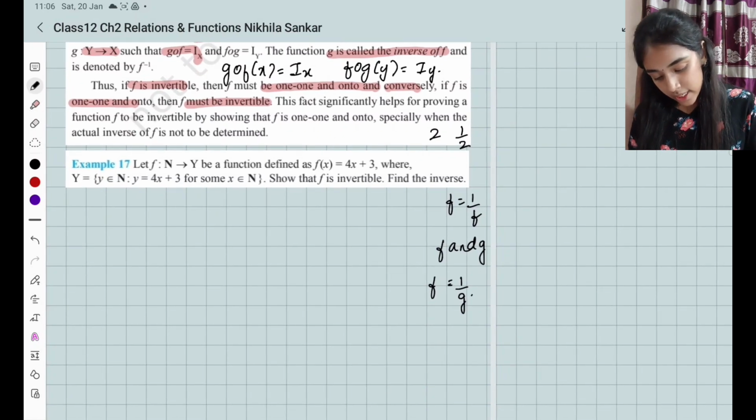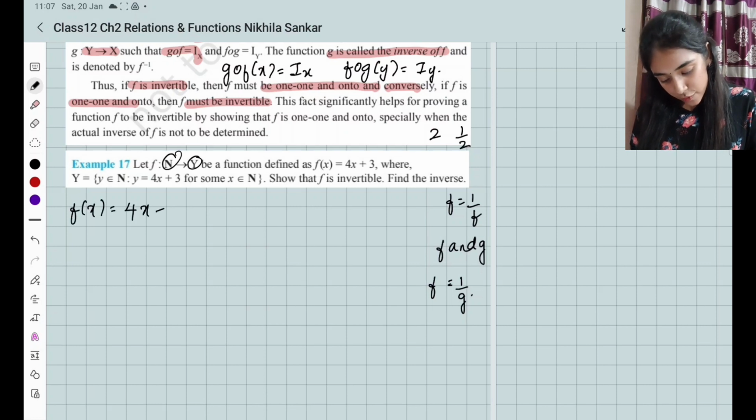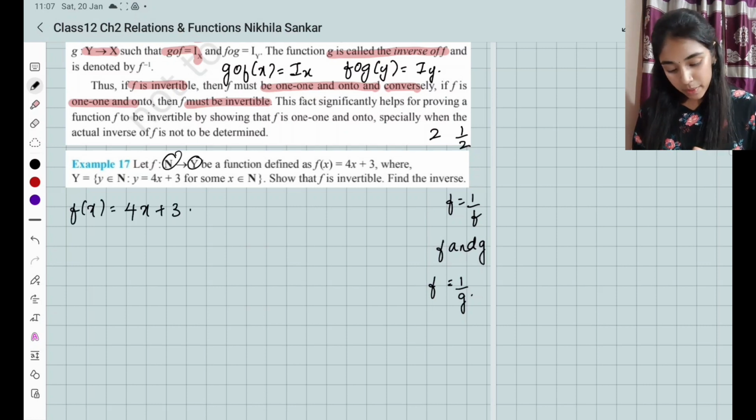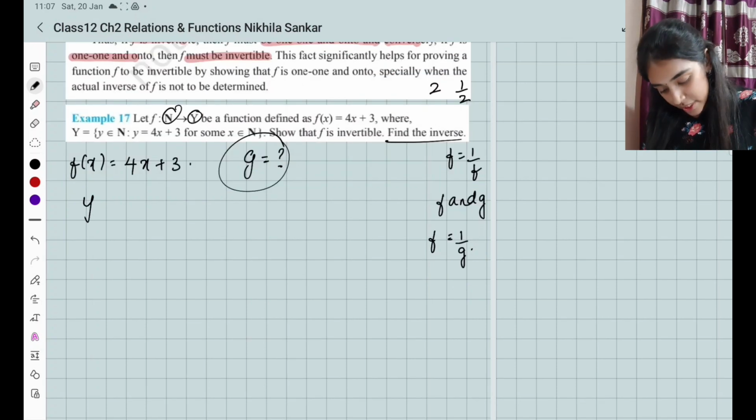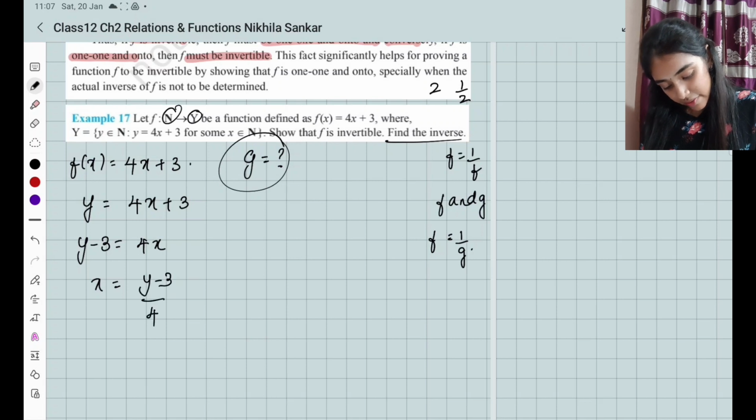You have N to Y. Okay, so here f of x is the function which is 4x plus 3. Now what are we going to do? This is going to be your f of x function and you are going to find your g function. But this is what? This is y equals 4x plus 3. So you have y minus 3 equals 4x. So from this you have x is equal to y minus 3 divided by 4.